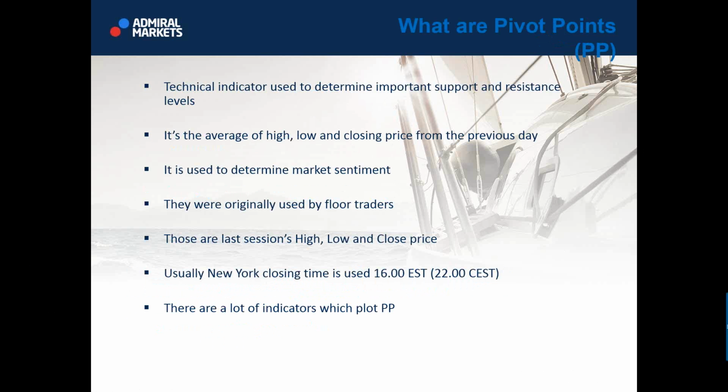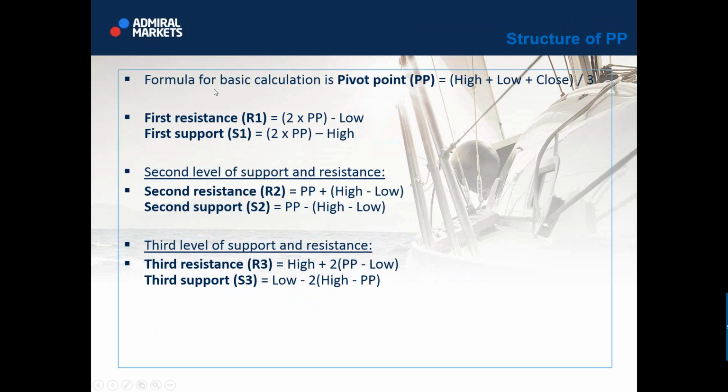So that is what I use also on my charts. Now this is the formula for basic calculation of pivot points. It's simple: high, low, close divided by 3. Then we will get first resistance by using double the pivot point, so 2 times pivot point minus low, and 2 times pivot point minus high, which will be the first support.